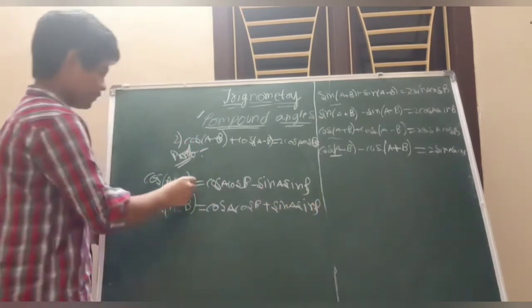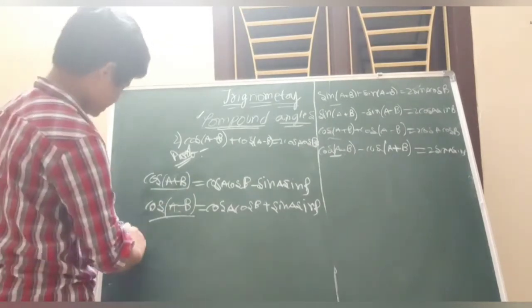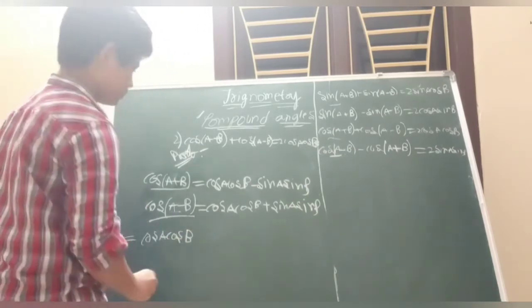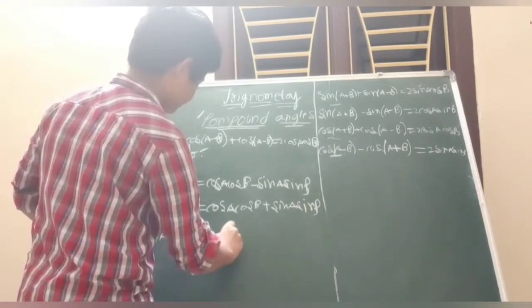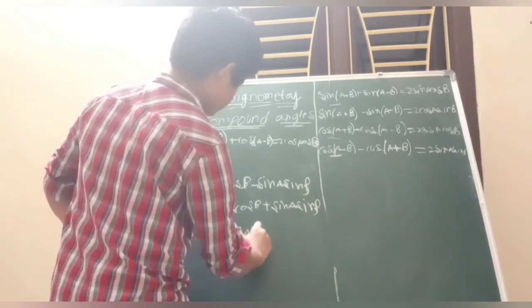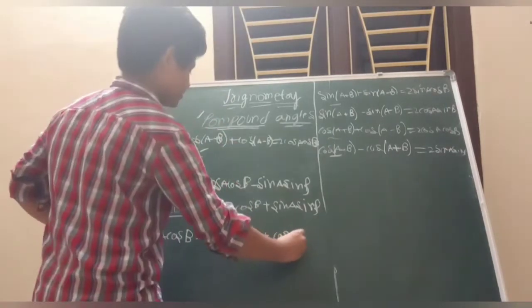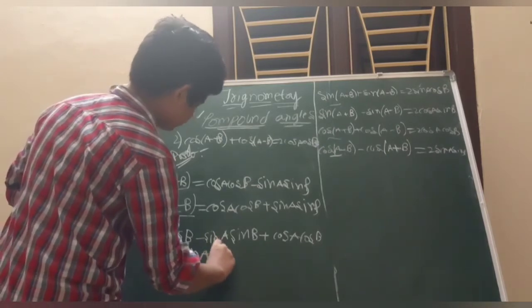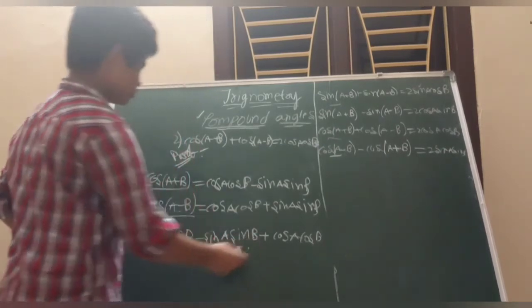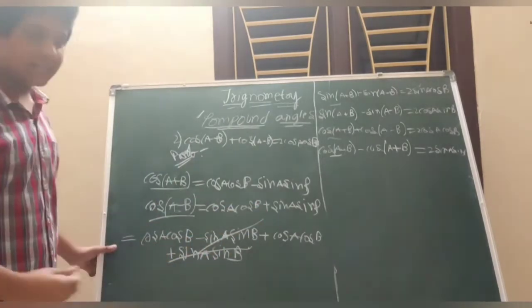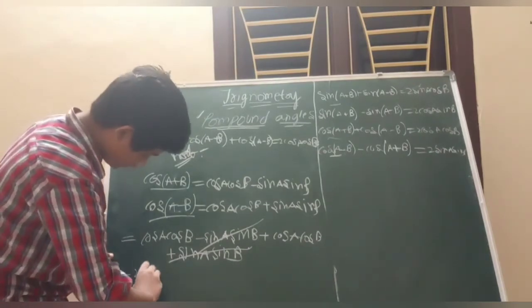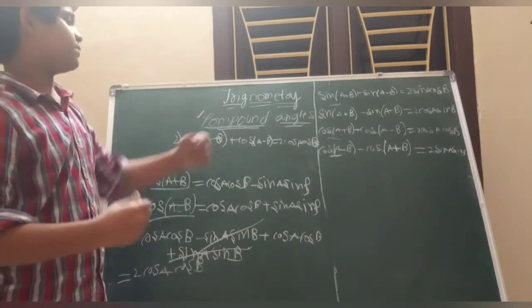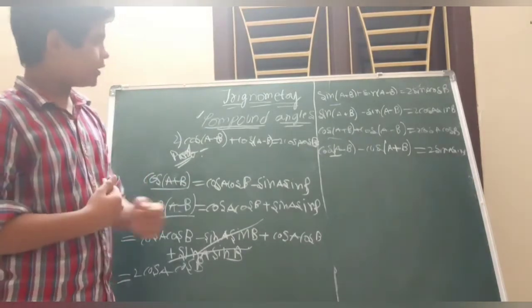So now if we add cos of A plus B and cos of A minus B, it becomes cos A into cos B minus sin A into sin B plus cos A into cos B plus sin A into sin B. So plus sin A sin B and minus sin A sin B get cancelled, and hence our final answer is 2 into cos A into cos B. So hence it is again proved that cos of A plus B plus cos of A minus B is equal to 2 into cos A cos B.